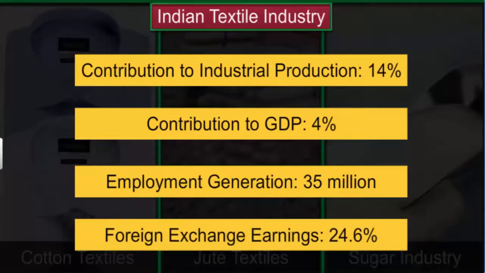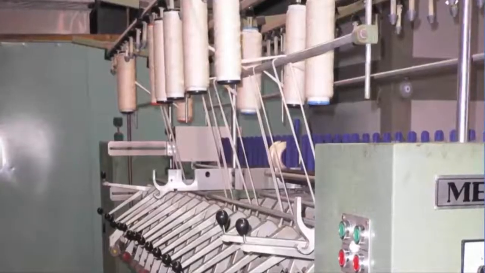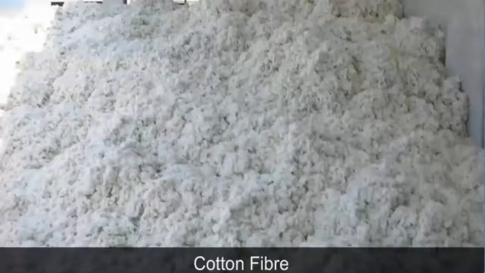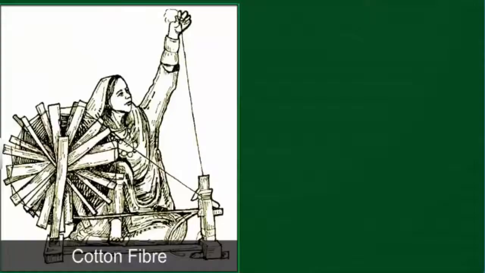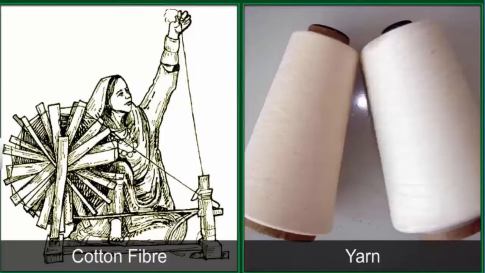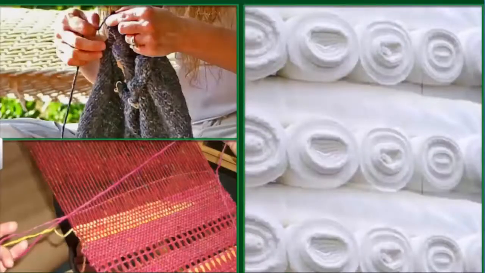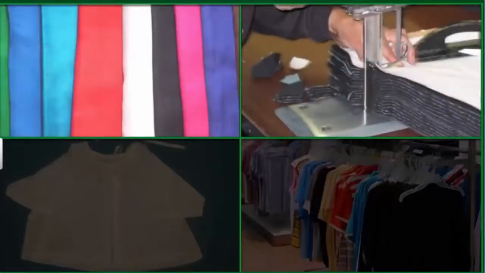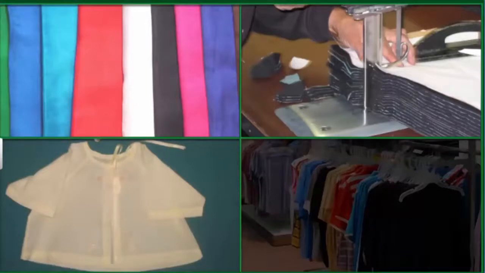The production process in the textile industry is very interesting. Raw fiber, like cotton, is grown by farmers. This fiber is spun into thread or yarn. The yarn is woven or knitted to produce cloth. Finally, the cloth is dyed, cut, sewn, and finished to produce a garment, like a shirt that you buy from the market.